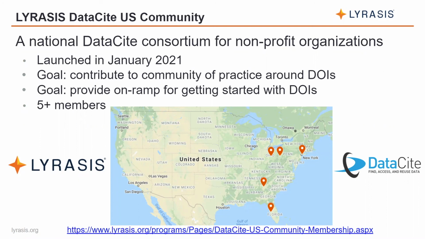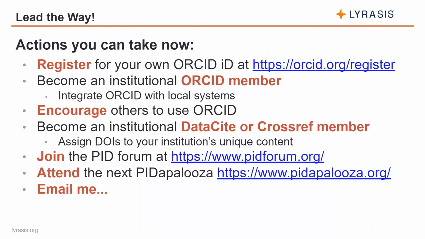And so to close, I just have a few recommendations about actions that you can take to help lead the way with PIDs right now. So if you don't already have your own ORCID ID, you can go ahead and register for one. Your organization can become an institutional ORCID member so that you can integrate ORCID with your local systems. And of course, you can always encourage others to use ORCID. You can also become an institutional DataCite or Crossref member and assign DOIs to your institution's unique content.